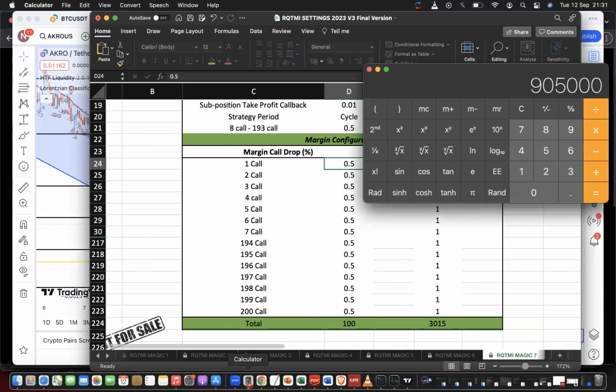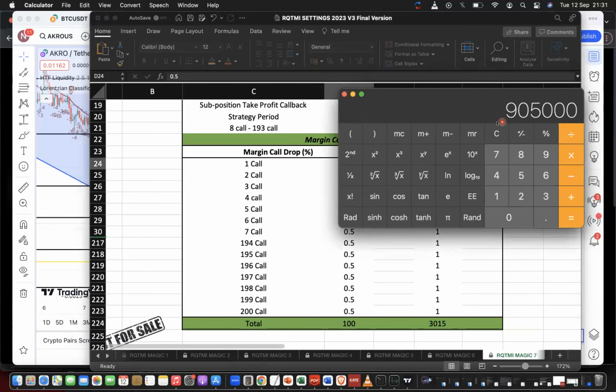Now, what does that mean in percentage? I need us to understand this. 0.5 times 200 is 100%, so this is tolerating a 100% drop in price, and that's fine. If you need to extend your margin calls, you can always add more money and extend more margin calls. That's not a big deal.